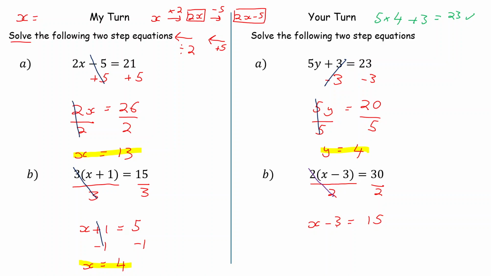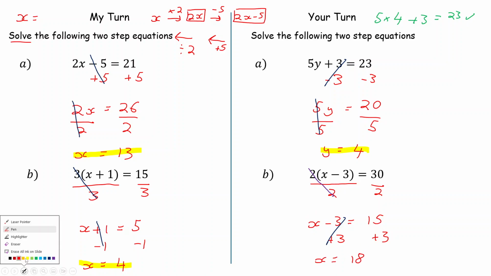So I'm at x take away 3. Well, how do I get x on its own? What's the opposite of taking away 3? It is to add 3, unbalanced, both sides, add 3. I'm now almost back at my x value. They cancel. I'm left over with x being equal to 15 plus 3, which is 18.